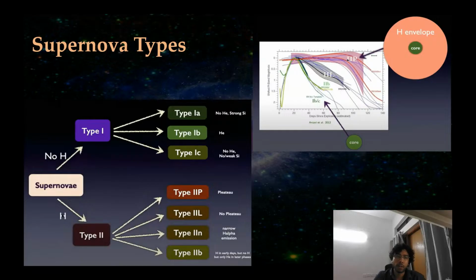Now, what are the types of supernova? Primarily, supernovae are classified into two types, type 1 and type 2, on the basis of observation of hydrogen lines. So what are hydrogen lines? Whenever the star burns out the hydrogen in its core, the hydrogen from the core gets exhausted, but there is still some hydrogen left in the outer envelope of the star.